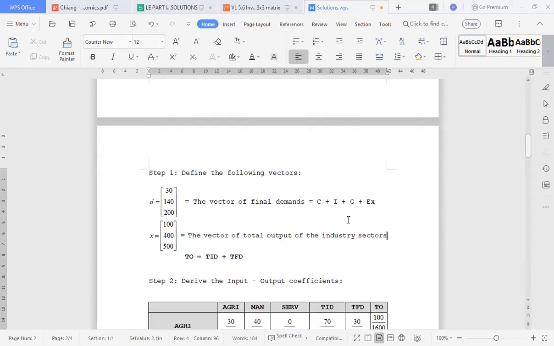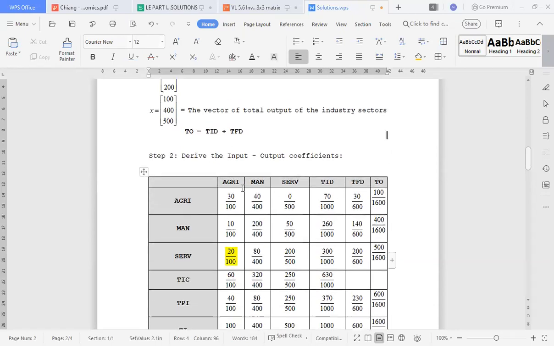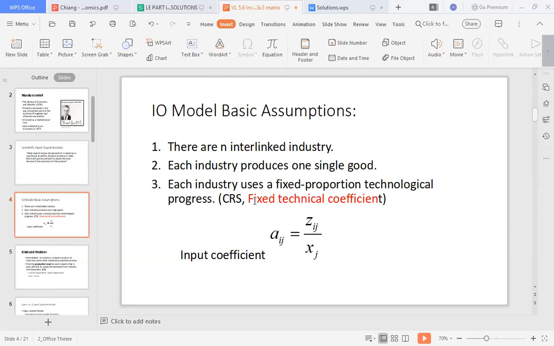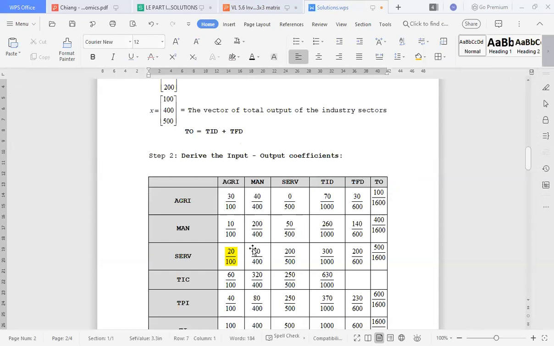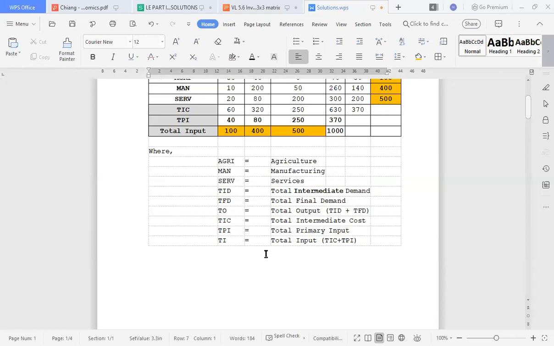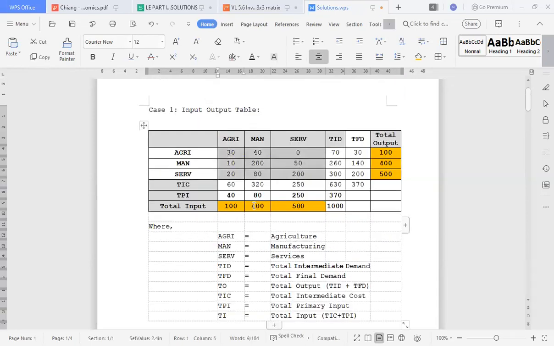All right. Now, the next thing to do here, class, is we need to derive the input-output coefficients. Again, we mentioned in our assumptions that it's a critical assumption that we have fixed technical coefficients, meaning that to calculate the IO coefficient we need to divide each element in the IO table by its column total. So again, it's a fixed proportion. So in that case, class, let me just delete this.